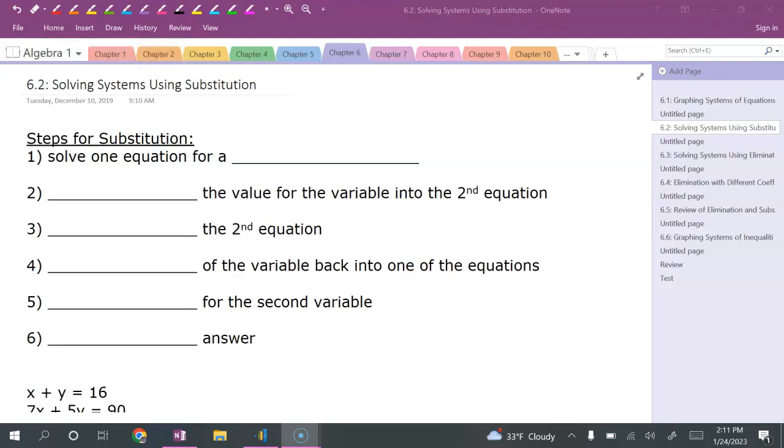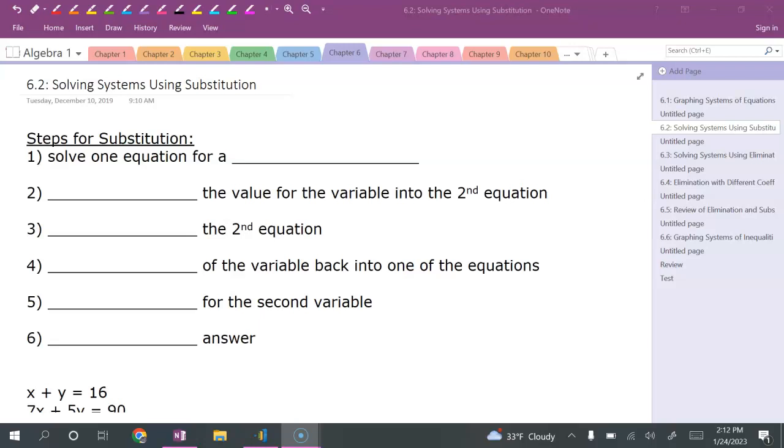Chapter 6, Section 2 is about solving systems of equations using substitution. In Section 1 of this chapter, we were solving systems of equations using graphing. So this is another method that we can use to help us solve systems of equations that does not require us to graph, because graphing is not always going to be the best way to solve a system of equations.